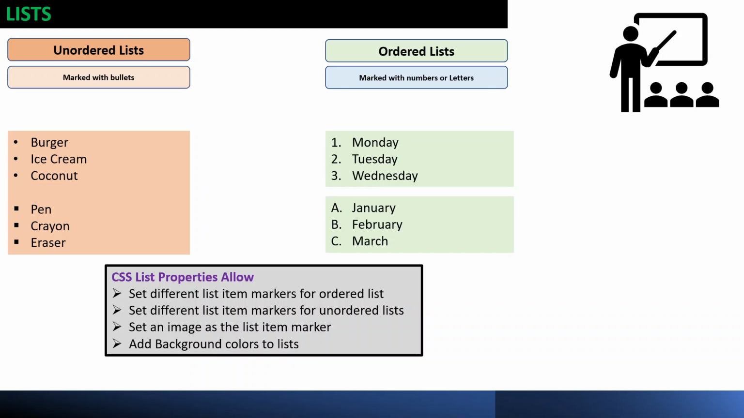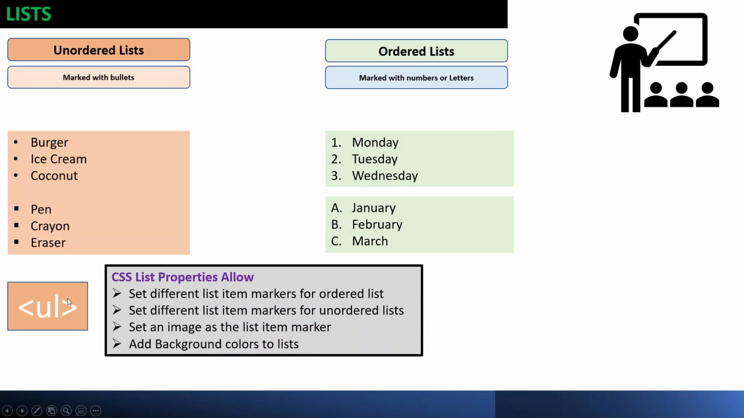So what the CSS list property allows, and we are going to be looking at each of these, is, one, to set a different list marker for ordered list. So if you wanted to use something different for this ordered list instead of 1, 2, 3, ABC, how do we do that, right? And to set a marker different from these markers, how do we go about doing it? If we wanted to use an image as a list marker, how do we do it? And if we wanted to add a background color to the list, how do we do it? And so we're just going to go right into the code and look at each of these.